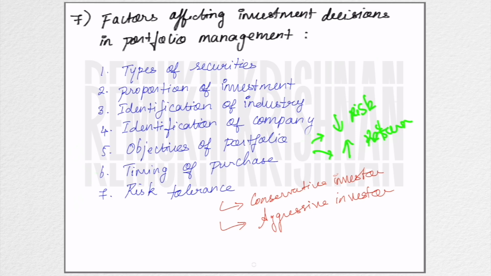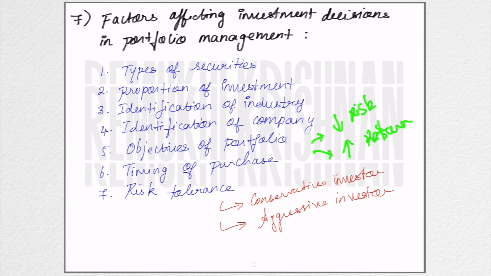If we go into the market, we will come across these two terms: aggressive investor and conservative investor. Aggressive investors are fond of high returns, so they are willing to take risk. And there are conservative investors who don't want to take risk or want to take a very minimum to negligible risk. Accordingly, their returns will also be affected. So risk tolerance will also affect the investment decisions under portfolio management.